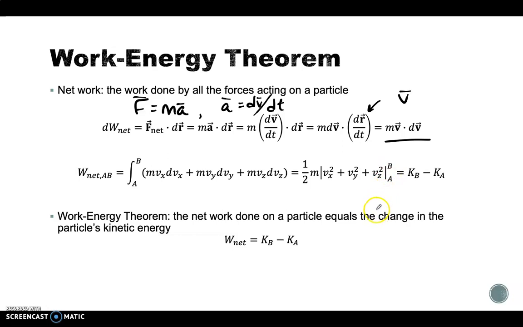And in doing so, you see that this is going to just be the kinetic energy at point B minus the kinetic energy at point A, okay? Where these are going to depend on x, y, and z coordinates, okay? So the work energy theorem states then that the net work done on a particle equals the change in the particle's kinetic energy, okay? So this is our work energy theorem.